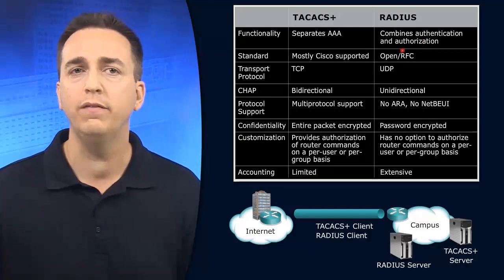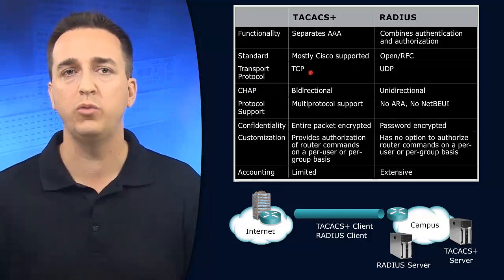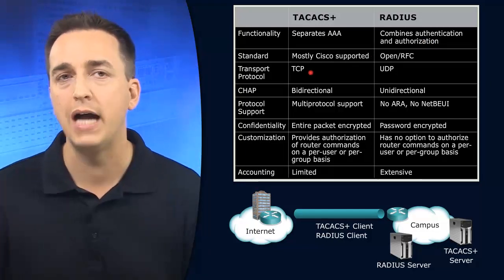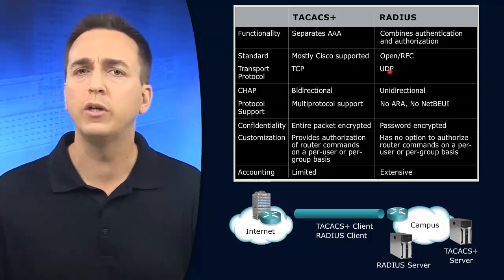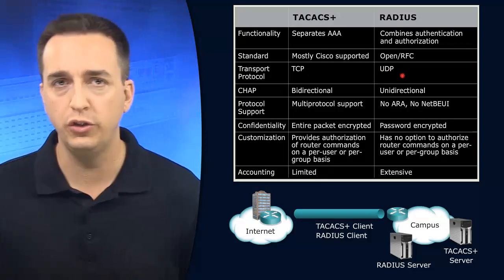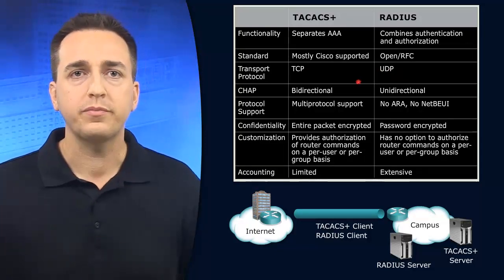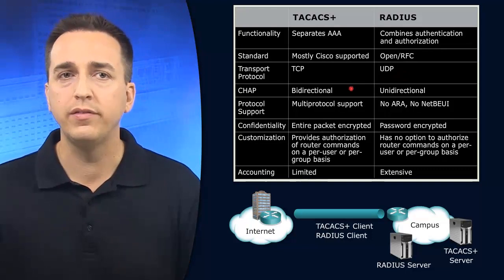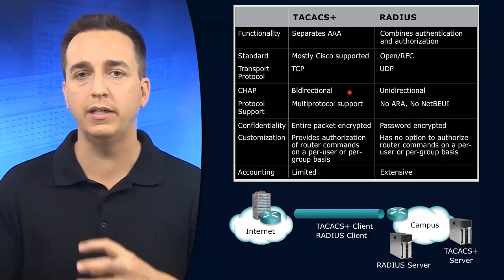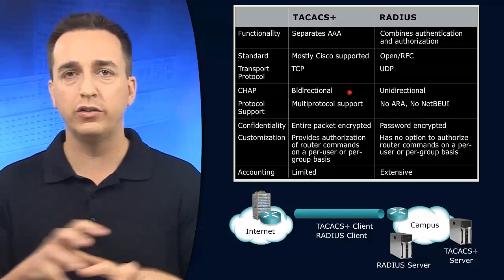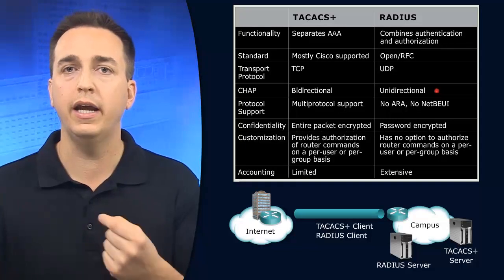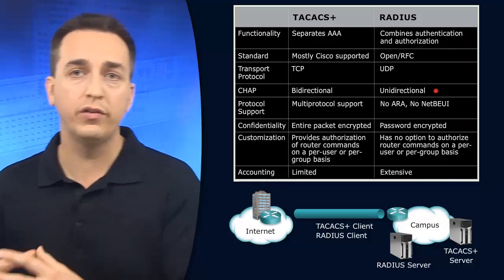two. If you're looking for a reliable communication between the router and the server, then TACACS Plus is going to be classified as reliable because it's using TCP, whereas Radius is using an unreliable transport protocol known as UDP. We have TACACS Plus, that's going to be utilizing CHAP in a bidirectional process, so we're authenticating both the router and the server bidirectionally, whereas Radius, we're only authenticating between the router and the server in one direction.